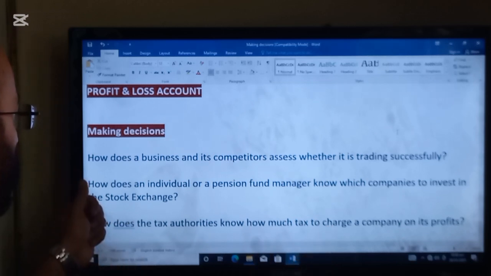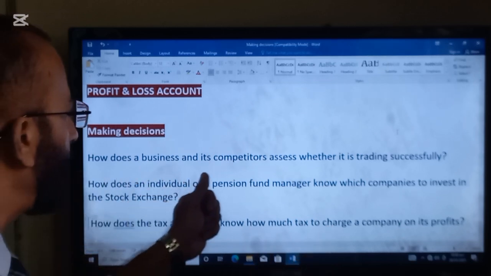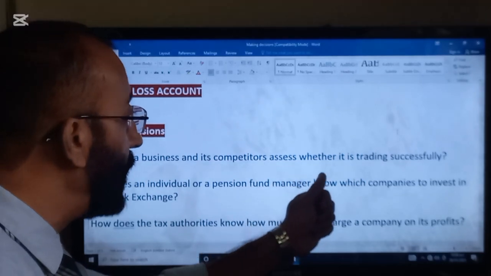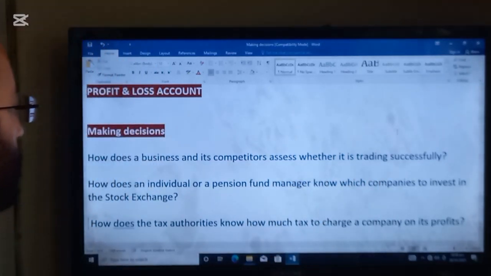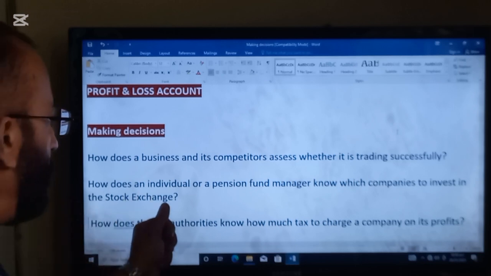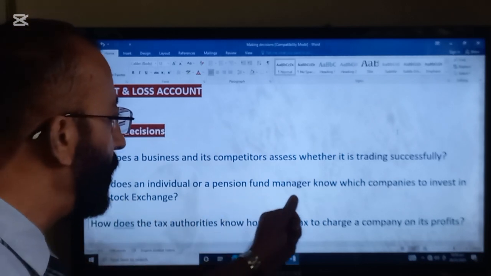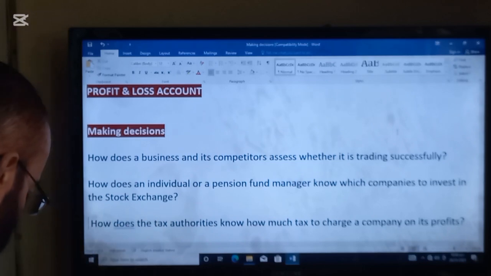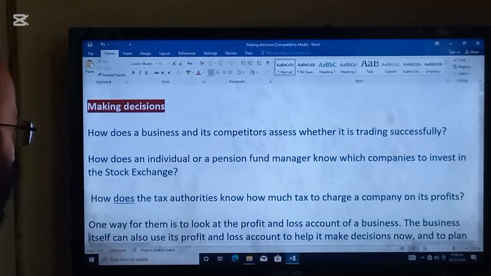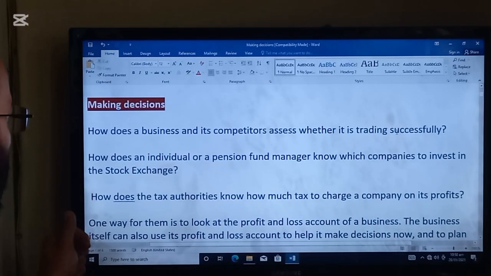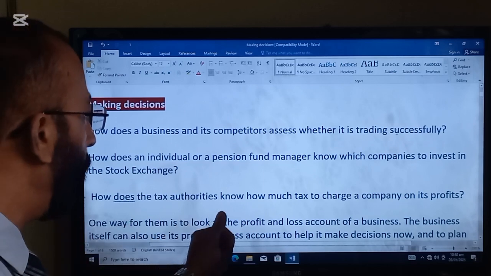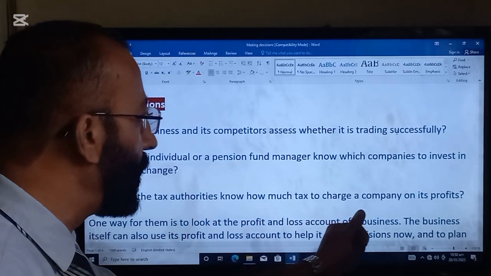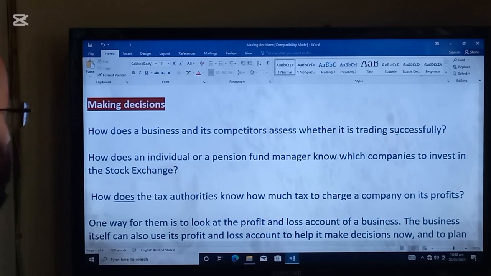First decision that is required is how does a business and its competitors assess whether it is trading successfully. Next is how does an individual or a pension fund manager know which companies to invest in on the stock exchange. Next decision required is how do the tax authorities know how much tax to charge a company on its profits.